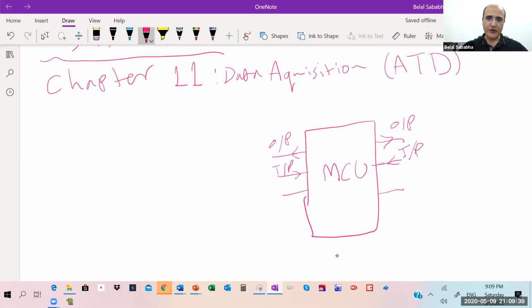In data acquisition, you're collecting data. You want to know what's around you. The microcontroller wants to know what the temperature around it is. Is the door open or is the door closed? What's the speed? It's collecting. You want to collect data, okay?